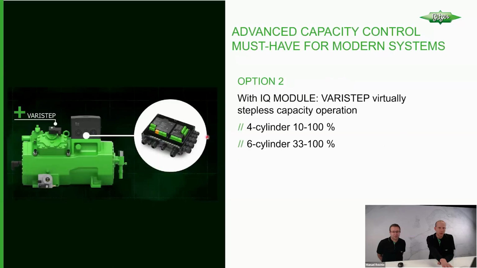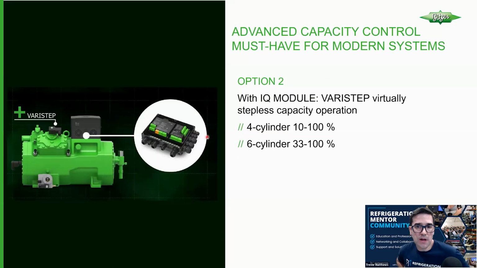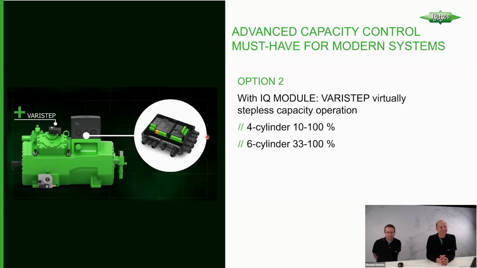Let me try to skip that and go to option 2. Yeah, here's option 2. So let's focus on option 2, and that is really for the greatest range. If you have on a 4-cylinder 2 unloaders, right, then of course it gives you 10 to 100%. So that is really to cover minimum part load operation. And for 6-cylinder compressors, with 2 unloaders installed, that's 33 to 100%. And that is really what we want to highlight and focus on today.